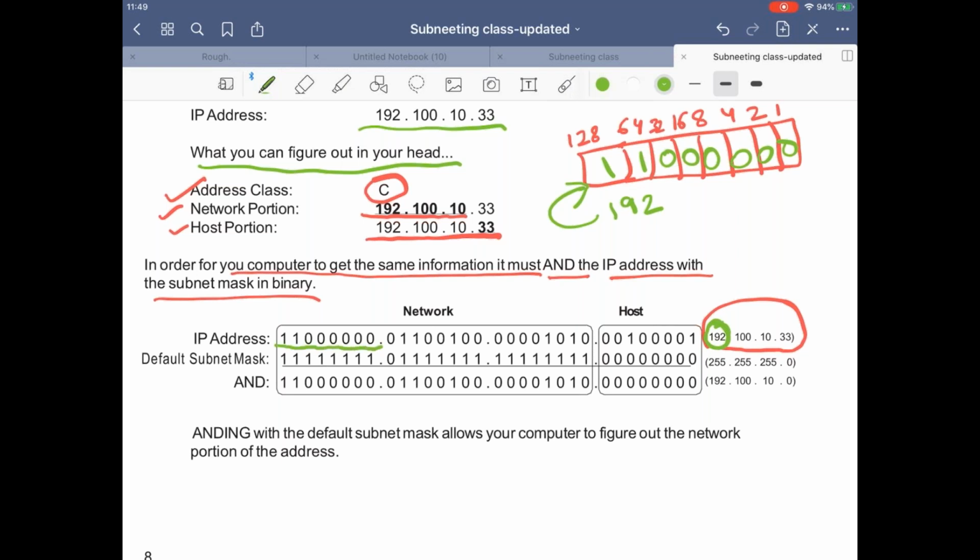After that, 100. What will be the answer for 100? 64 is 1, plus 32 is 96, plus 4 is 100. So 0 1 1 0 0 1 0 0. The same thing is written here.